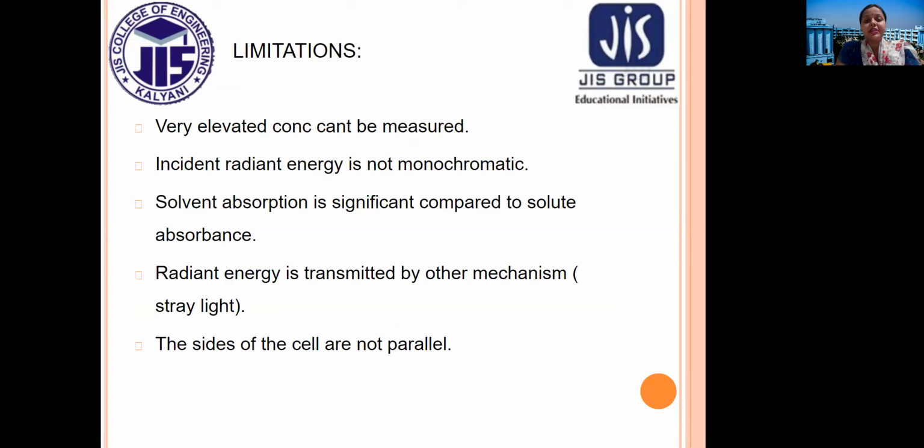Now what are the limitations? Very elevated concentrations cannot be measured through this process. Incident radiant energy is not monochromatic. Solvent absorption is significant compared to solute absorbance. Radiant energy is transmitted by other mechanisms, and the sides of the cell are not parallel. So these are the limitations of this process.